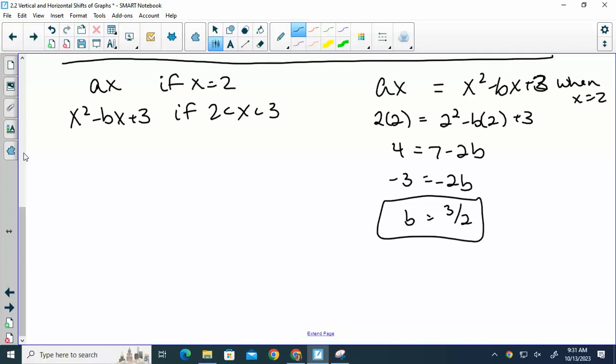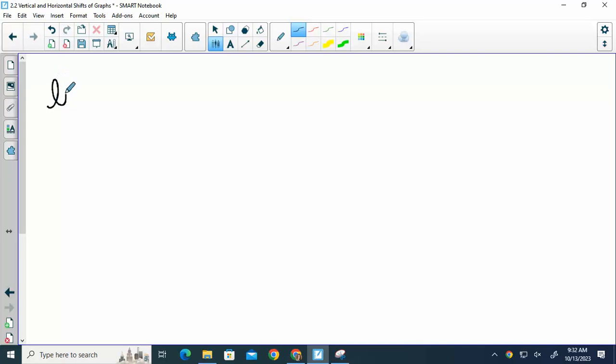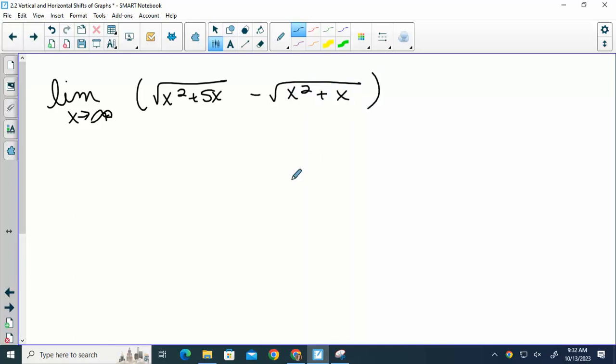I'm going to put a problem up here that is not on your study guide. So another one of those radical problems we've had trouble with. I said a limit, we approach infinity. Square root of x squared plus 5x minus the square root of x squared plus x. Okay, can I just plug in my infinity right now? Why not? Yeah, infinity minus infinity, that doesn't work.